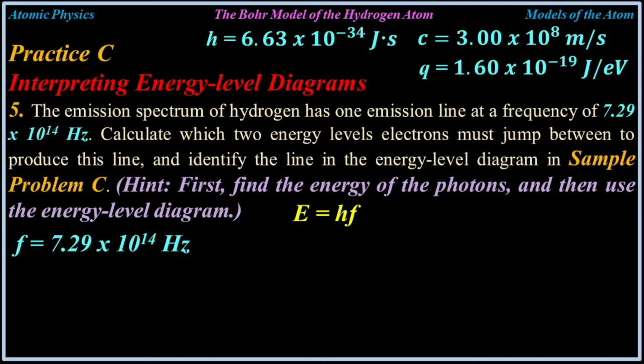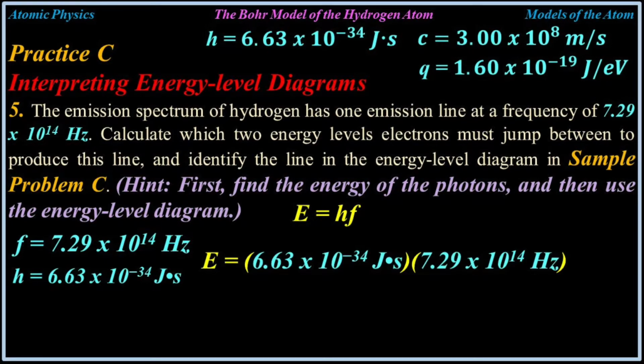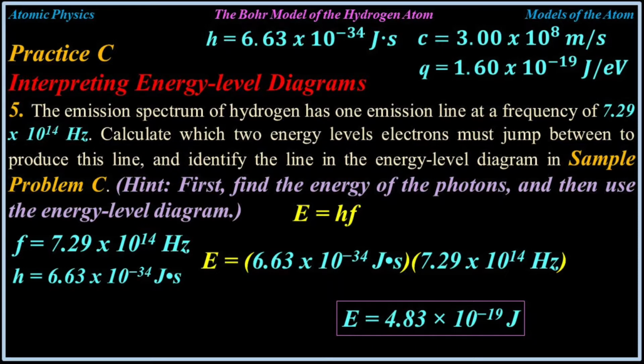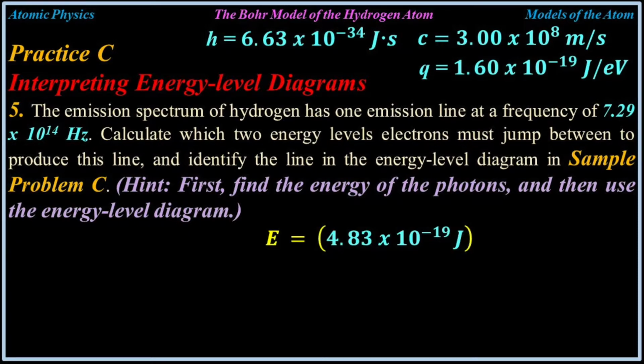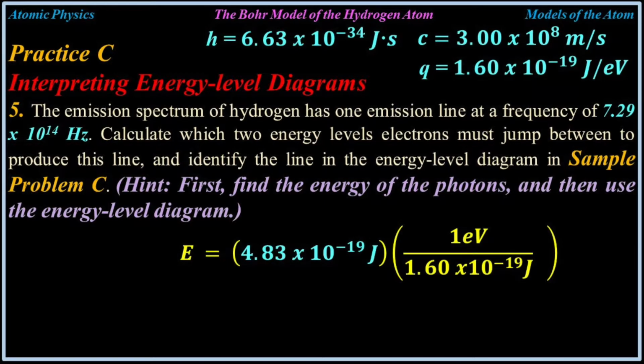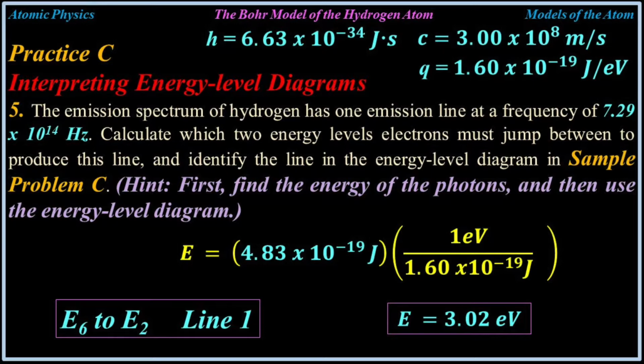All right, let's put down what's given. (4.83 times 10 to the 19th joules). That's the energy. Then I'm going to multiply that by the conversion factor for electron volts, and I get 3.02 electron volts. And that's E6 to E2, line 1.